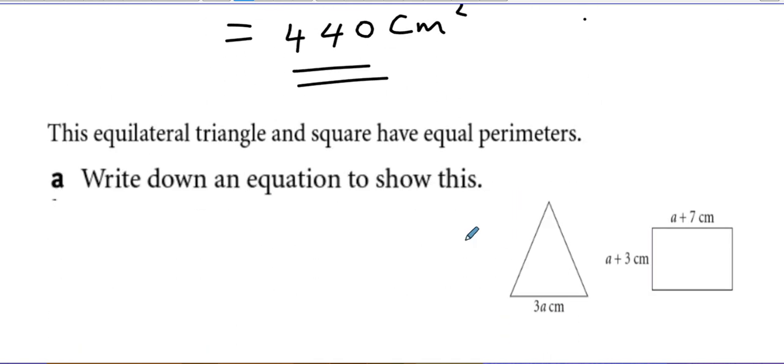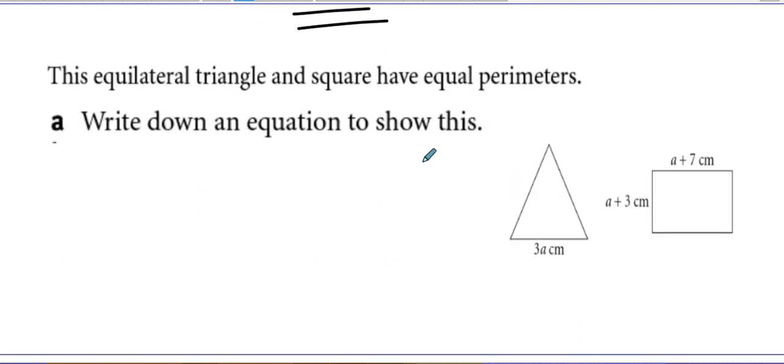Okay, we have this equilateral triangle and the square have equal perimeters. Write down an equation to show this.